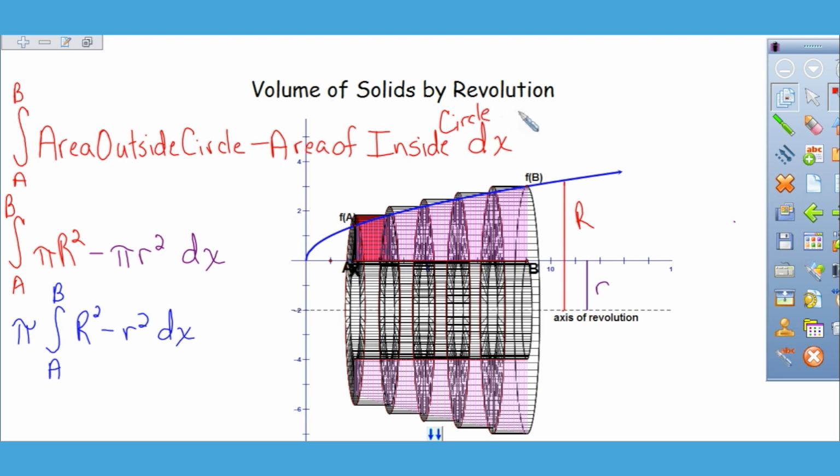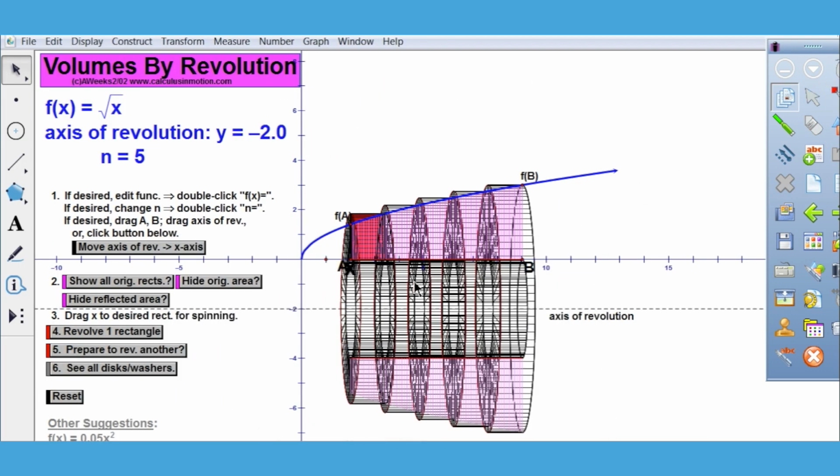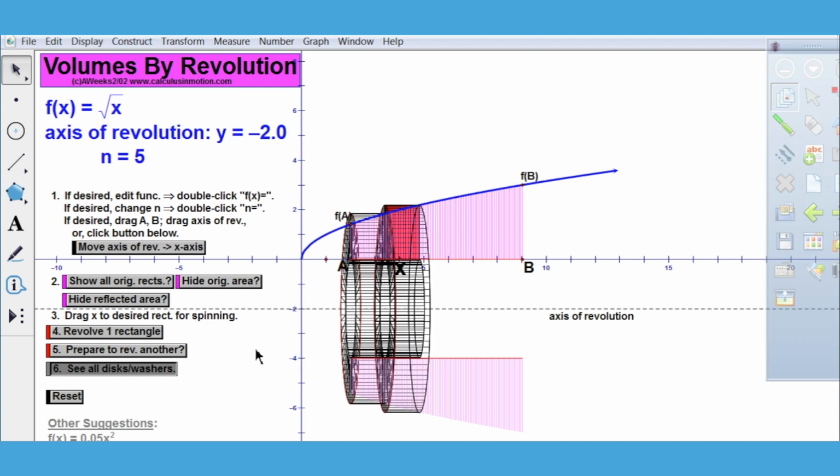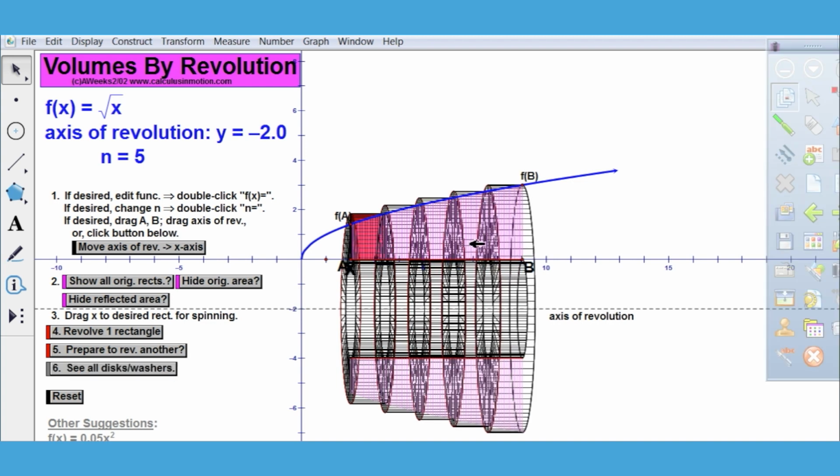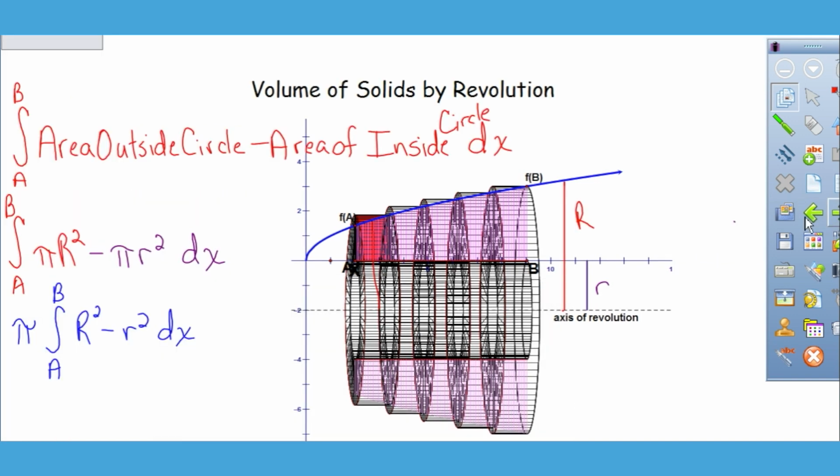All right, so here's what we've got to do. Now we've got to figure out what is that distance from the axis of revolution all the way up to the function. Because see, doesn't this change every time? Let me go back to the little screen. See how they change? See how the outside changes? The inside doesn't because it's solid, but the outside changes. So it's going to relate to that function.